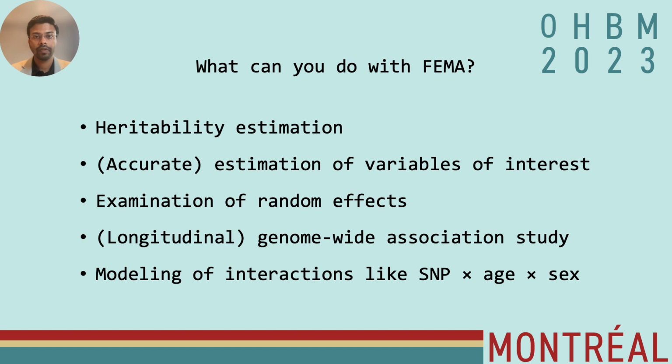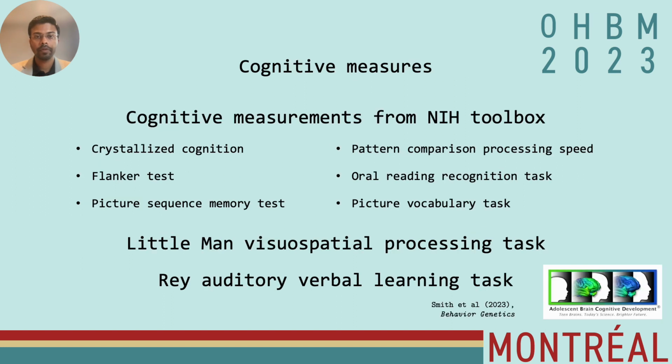So what are the things that we can do with FEMA? The first thing we can do is heritability estimation. Heritability is the proportion of variance explained in a particular y variable or phenotype by the genetics. In this particular example, we looked at the cognitive measures from the NIH toolbox in the ABCD study. Again, we looked at 2 time points. These are the cognitive measures and the tasks that we looked at.